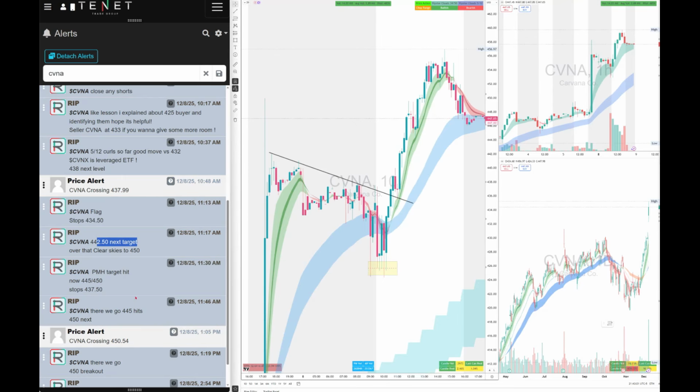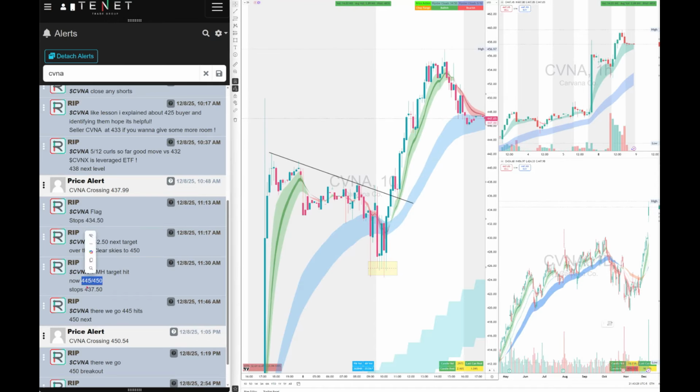As we started to move up, I told the traders to keep moving the stops up. So we moved the stops to 437.50, then we moved the stops to 445. The targets were 445 and 450. I gave those targets early in the morning, and we moved the stops higher. We also hit 445, and once we crossed 445, I told the traders it's clear sky over this resistance. There's no doubt you're going to 450.